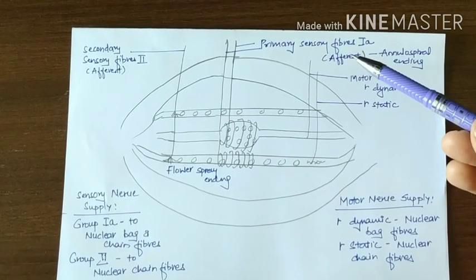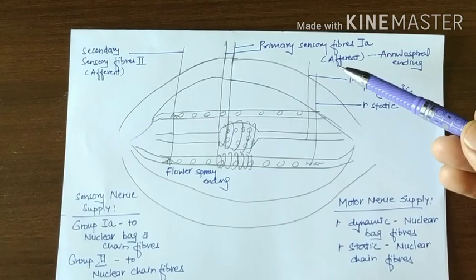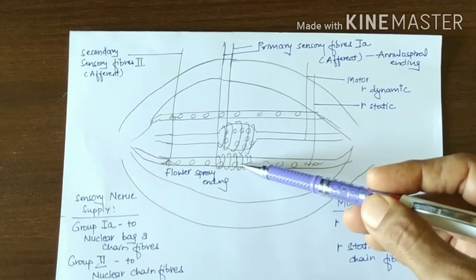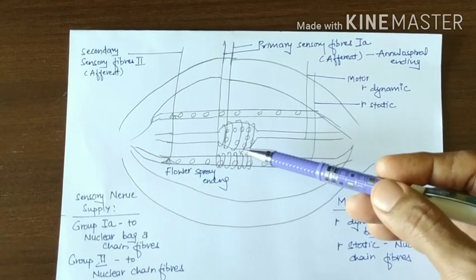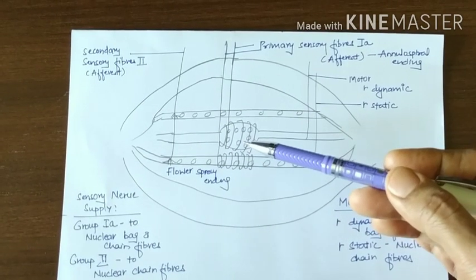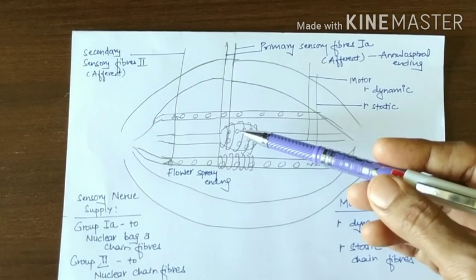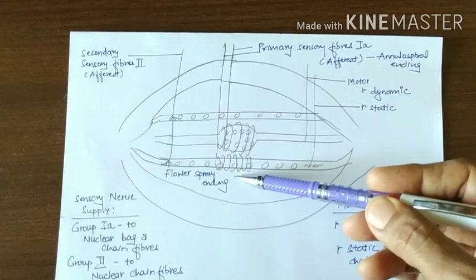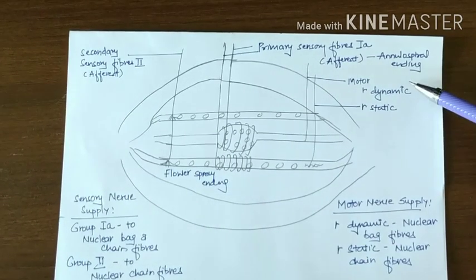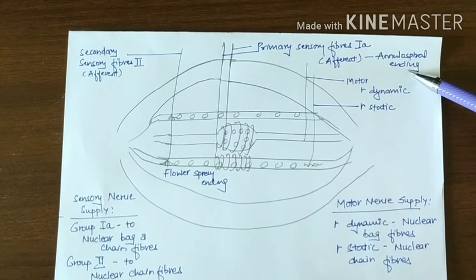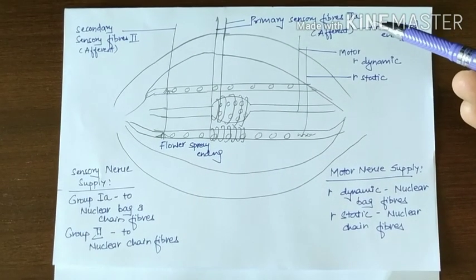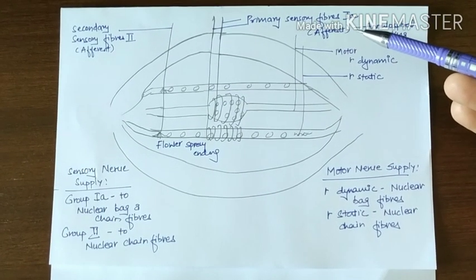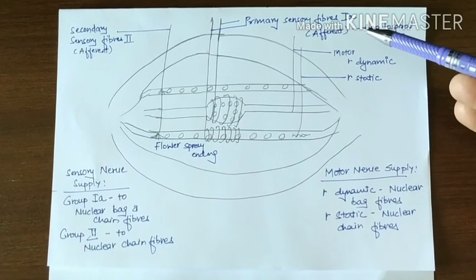Group 1A fibers are also known as primary sensory nerve fibers or primary sensory endings. They supply both nuclear bag fibers as well as nuclear chain fibers. These fibers are present in the form of spirals, which are wound around the center part of the nuclear chain fiber and the nuclear bag fiber. Therefore, these endings are also known as annulospiral endings. The diameter of the primary sensory fibers is about 17 micrometers and the impulse conduction rate is about 70 to 120 meters per second.